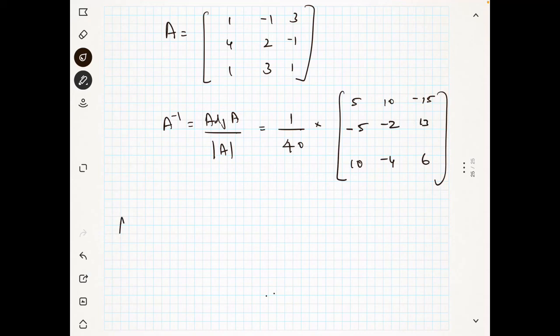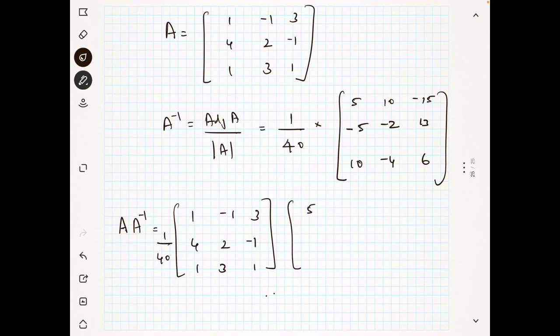Now let us multiply our A into A inverse. A is 1, minus 1, 3, 4, 2, minus 1, 1, 3, 1. Then there is a common number, 1 by 40, so I can multiply it here itself. Now I have the other part of the A inverse: 5, 10, minus 15, then minus 5, minus 2, 13. Okay, and did I make any other mistakes?